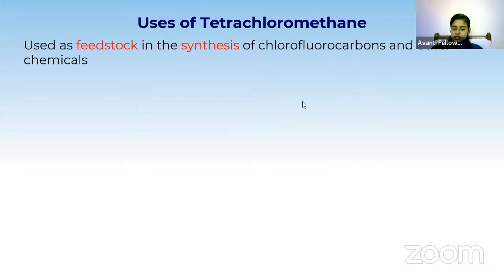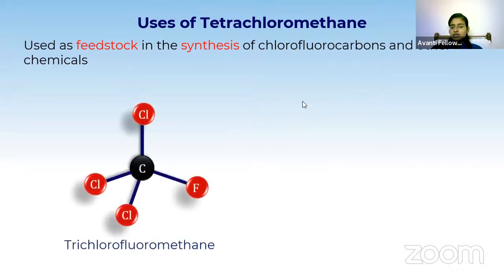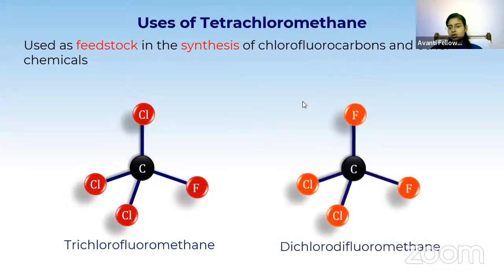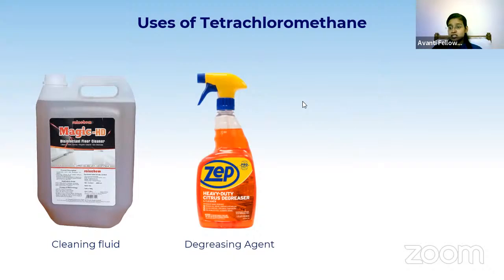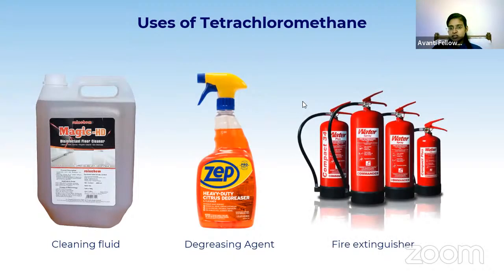So you see here, trichlorofluoromethane and difluoromethane. To prepare chlorofluorocarbons, carbon compounds like this, it is used as a starting material, a feedstock. Some more uses of carbon tetrachloride: it is used as a cleaning fluid, one of the components in cleaning fluid, in degreasing agents, and in fire extinguishers. So these are the uses of CCl4.